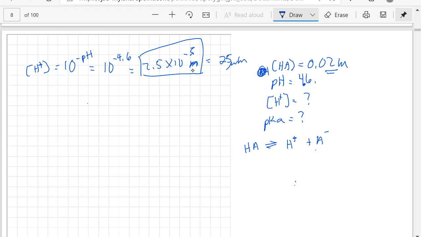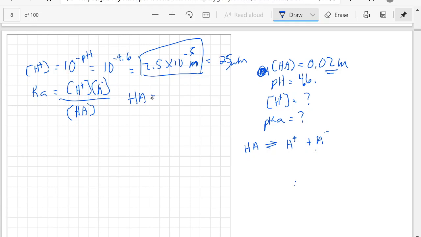Now, in order to find the pKa, because we don't know that, we're going to have to solve an acid-base equilibrium problem and then use this equation: Ka is equal to H plus times A minus over HA. Remember that. We've got our H plus concentration, but we need to find the A minus. So we need to find all of these things. We need to find the HA at equilibrium also. So how are we going to do that? We can make an ICE table. This is an equilibrium problem.